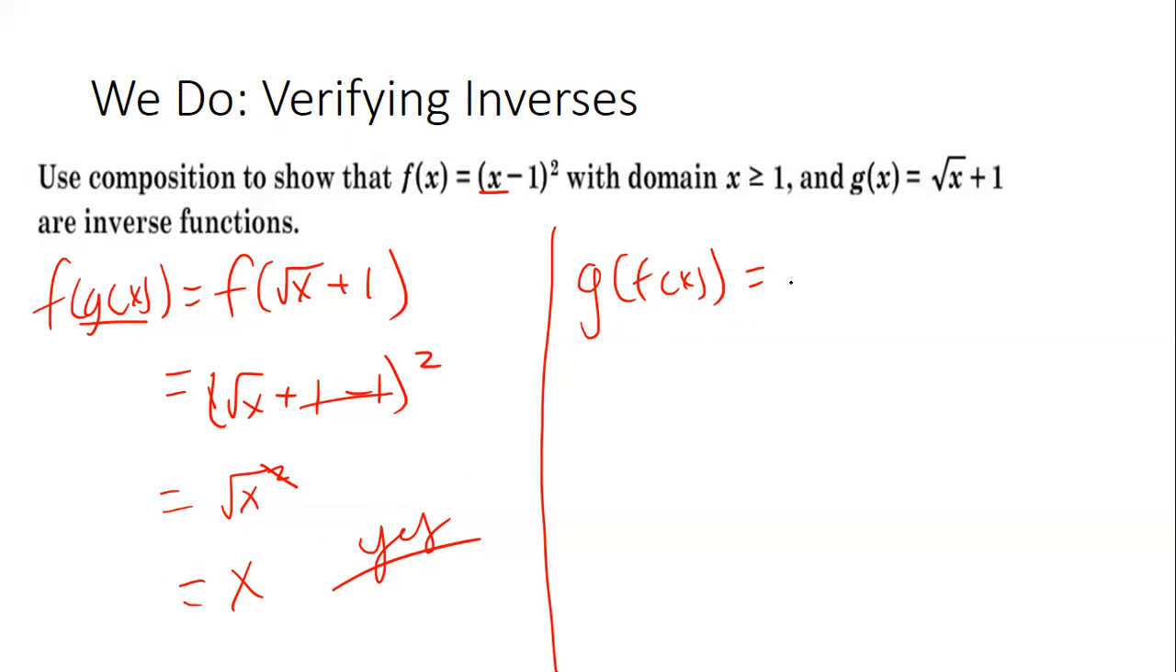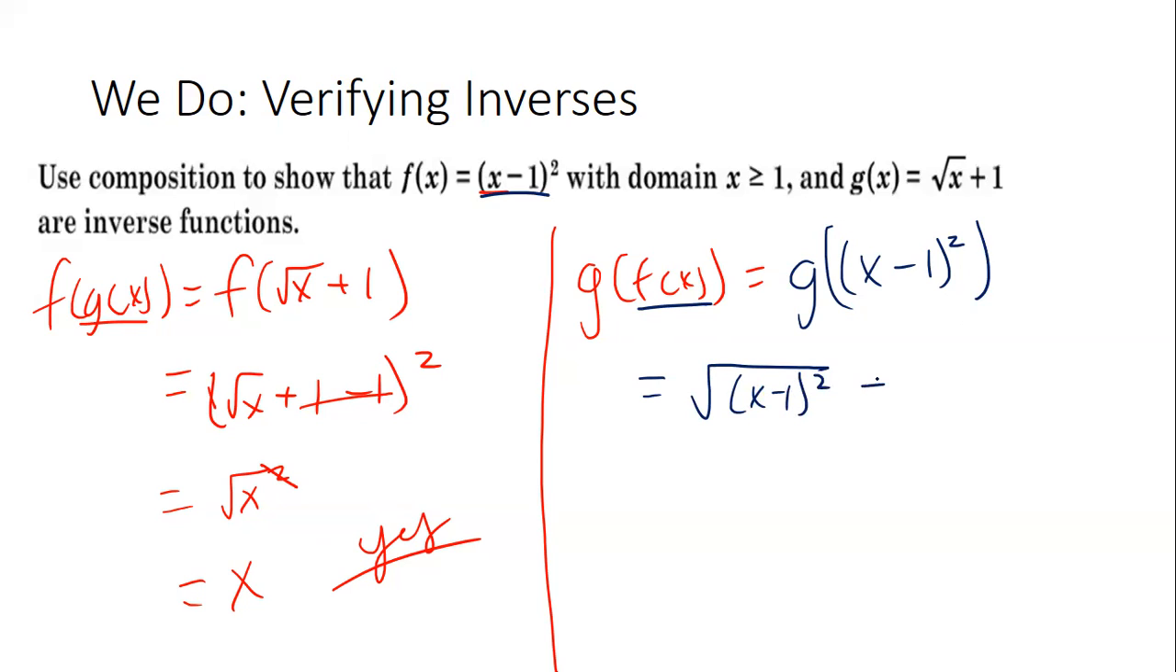Good job. Now, just in case someone does this one, you're substituting f of x, so this guy, and that's x minus 1 squared being substituted in. So you have the square root of x minus 1 squared plus 1. This time, the root and power cancel out first, and you're left with x minus 1 plus 1. Then your ones cancel out, and you're left with x.